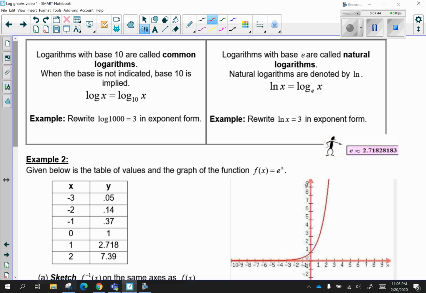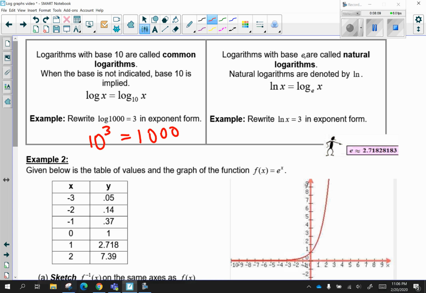So for example, if we wanted to rewrite log of 1000 equals 3 in exponential form, well, here we don't see a base, so I know the base is 10. My exponent is 3, and that equals 1000. And that should make sense because we know 10 to the third power equals 1000.